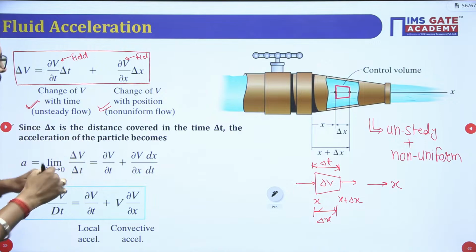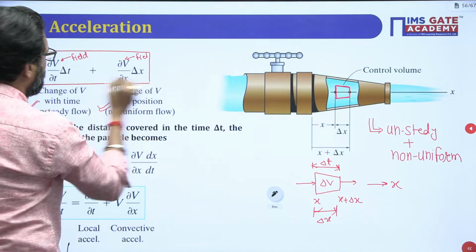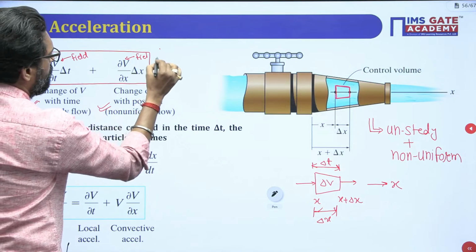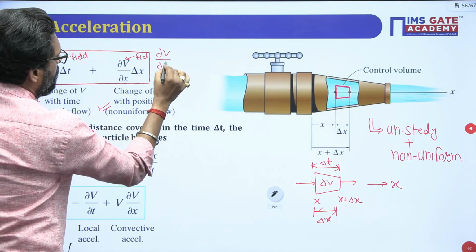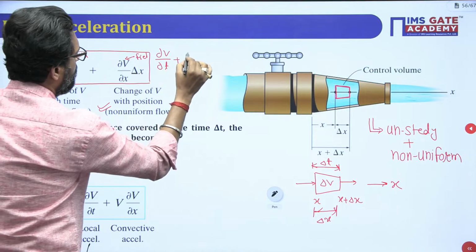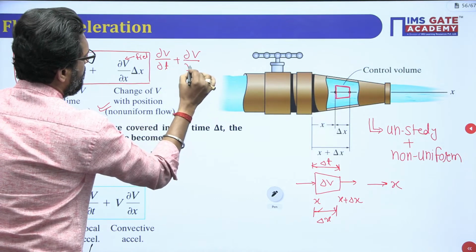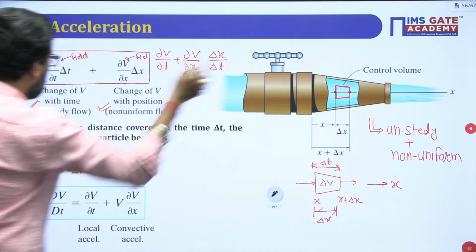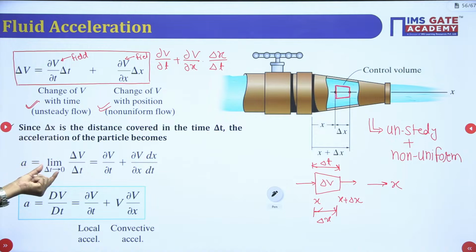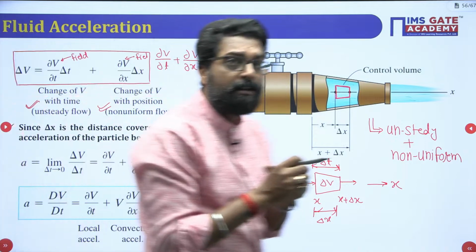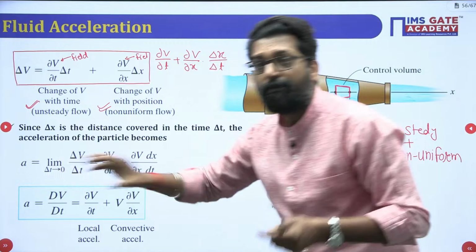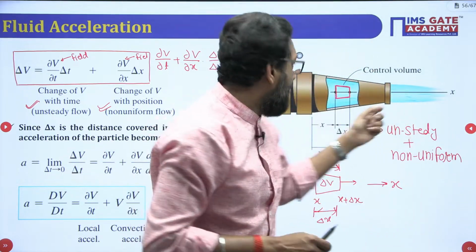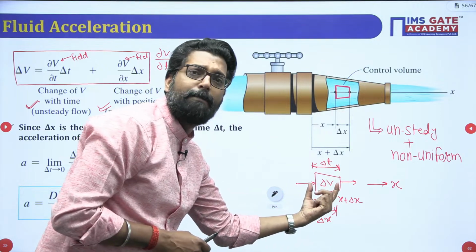into delta x by delta t. So if you divide, for the first term, dou v by dou t, plus this is your dou v by dou x into delta x by delta t, yes or not? Now put the limit. If you put the limit delta t tends to 0, why are we putting the limit? Because the fluid is continuously deforming, and for the deformation, we are taking a very elemental part, a very short time.